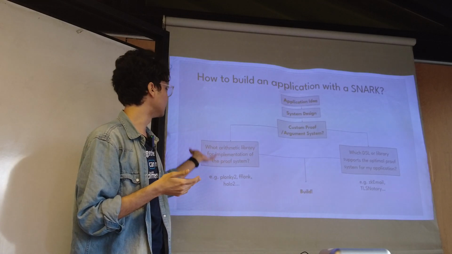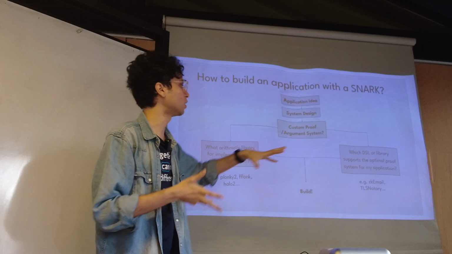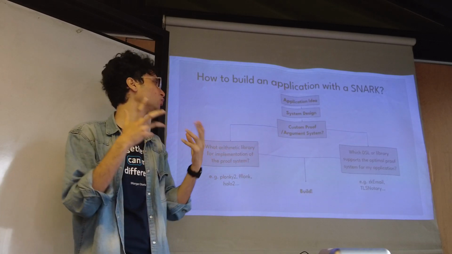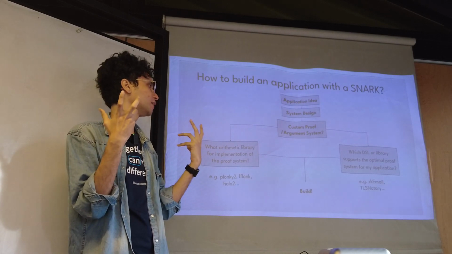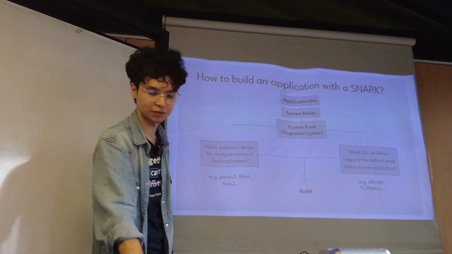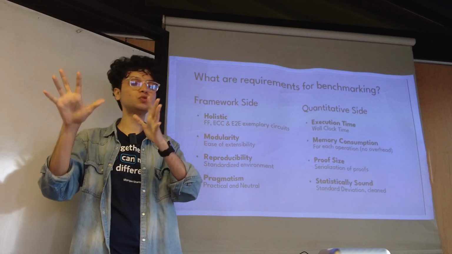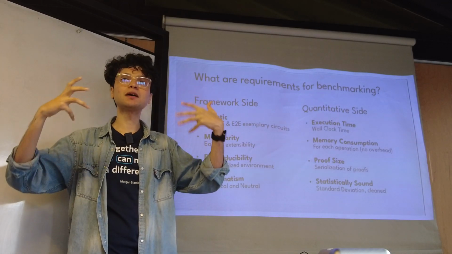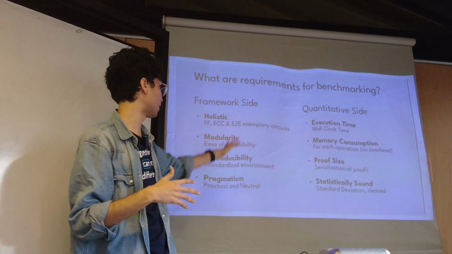So there are ZK developers doing a lot of this, and then there are application developers who are just planning to use some existing DSL and are trying to know which one is going to be the most optimal for my use case. For both of those use cases, we want a benchmarking framework or a library which satisfies a lot of these requirements.